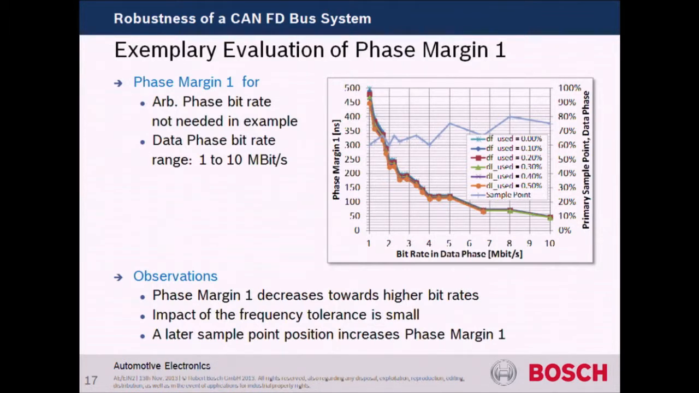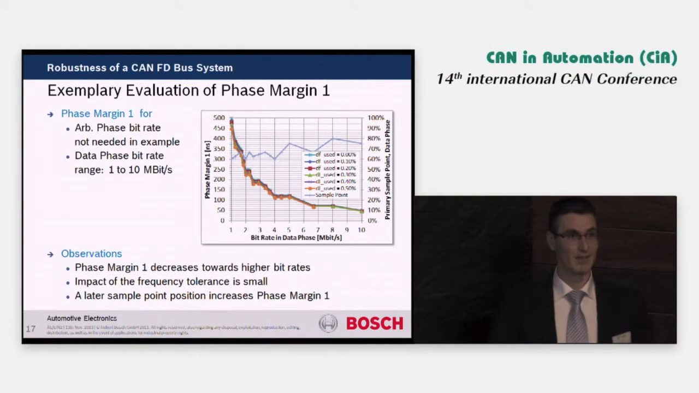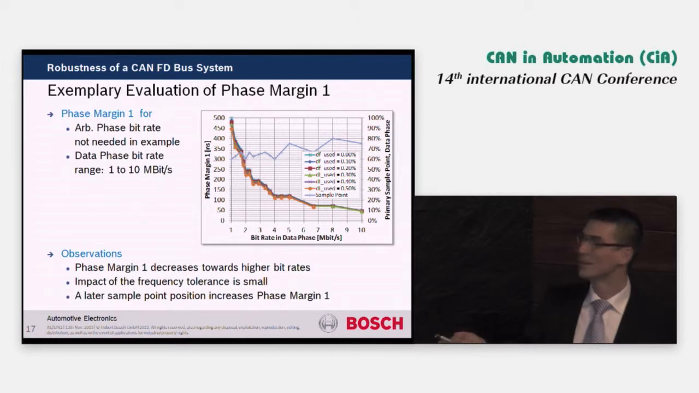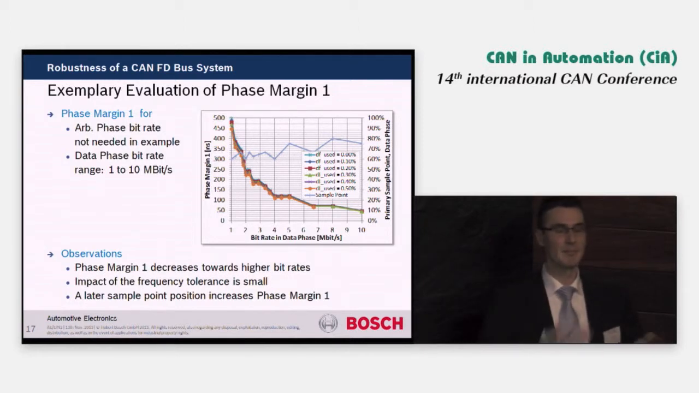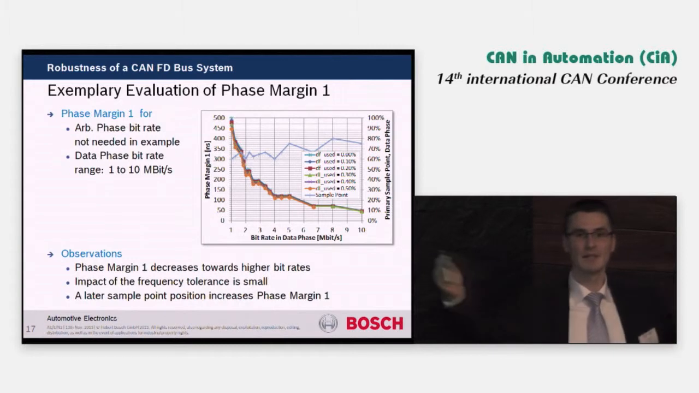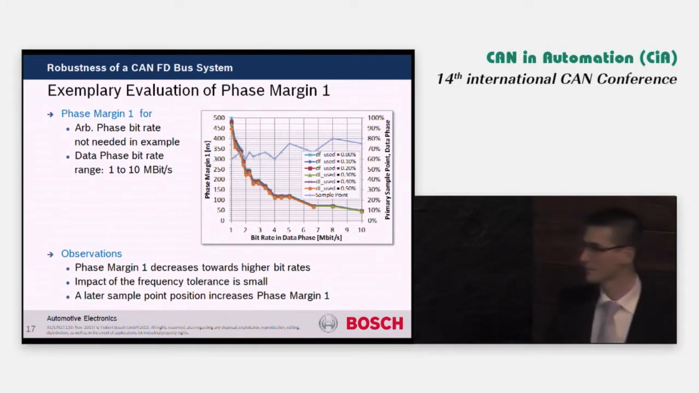The second observation is that the impact of the frequency tolerance on the phase margin is quite small. So the 5 or 6 curves I plotted here are nearly on top of each other, so we can hardly distinguish them. And the reason for that is that the bit sequence we consider now is quite short compared to the bit sequence we considered when we calculated the oscillator tolerance. So we consider a quite short bit sequence.